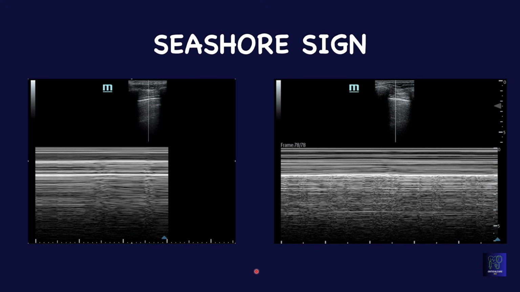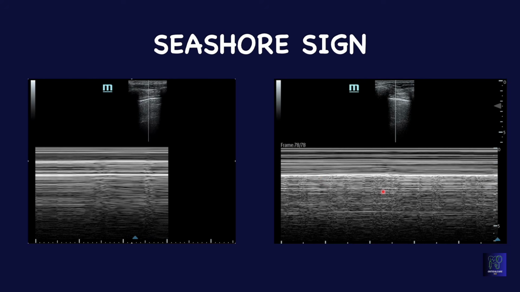When you ultrasound normal pleura where there is lung sliding and you put on the M mode, this is what you're going to see. Since there is sliding of the parietal and visceral pleura, everything distal to that is going to appear as if it's moving. This is basically a reverberation artifact from the reflection of the pleura.